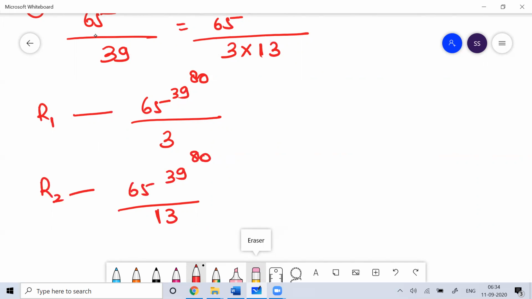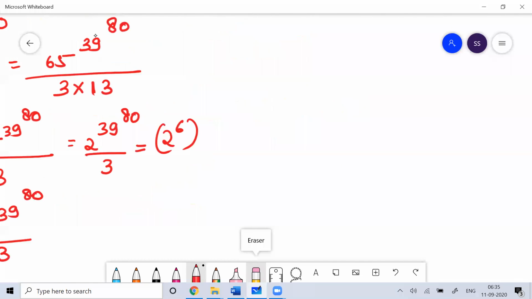So 65 mod 3 is 2, so you can write 2 to the power 39 to the power 80 divided by 3. Then you know that 2 to the power 6 is 64, and 64 divided by 3 gives remainder 1. So my work is done. I need to see 39 to the power 80, when I divide by 6, what is the remainder I'll get?